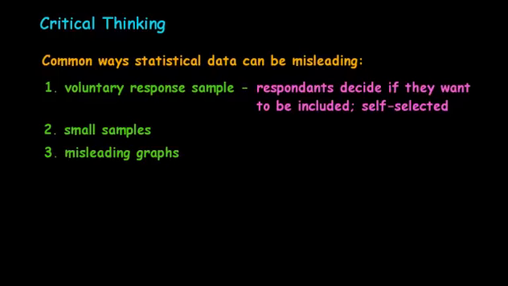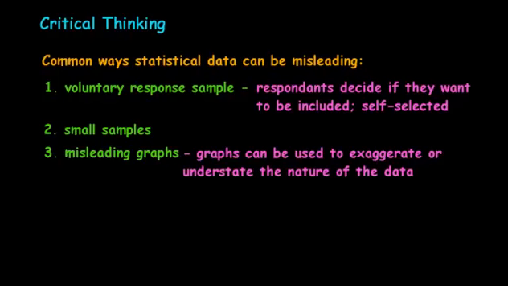Misleading graphs. Now graphs can be misleading by exaggerating or understating the nature of the data. And it doesn't mean that the person who created the graph intended to mislead. And that's true of all of these. It's just that it can happen, and those who prepare things like that should realize that there are ways to do bad graphs and ways to prepare graphs that are more representative of the data. But as the consumer or the person who is interpreting these graphs, we need to be aware of some ways that graphs can be misleading.